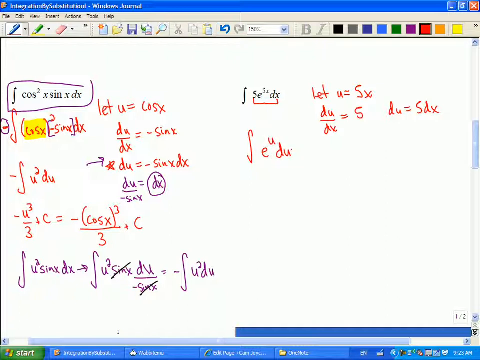And this one, what's the antiderivative going to be? e to the u. It's your favorite. The derivative is the same as the function. The antiderivative is the same as the function. So this is just going to be e to the u plus a constant. And for us, that's e to the 5x plus a constant.